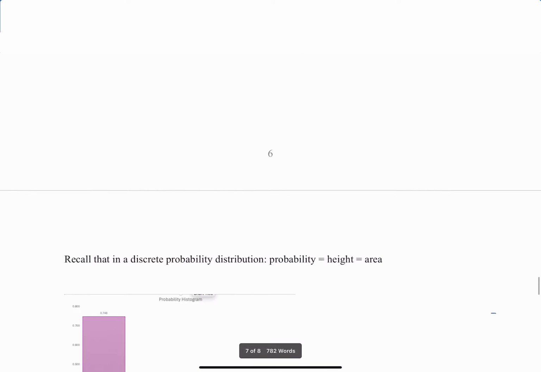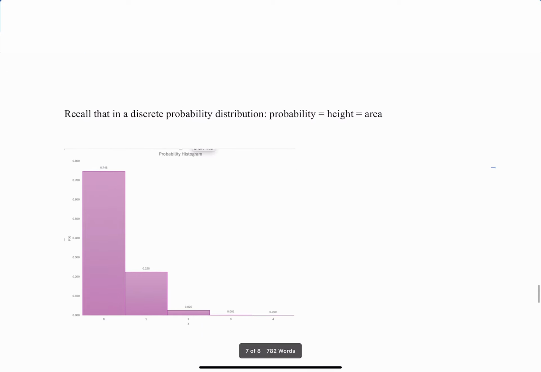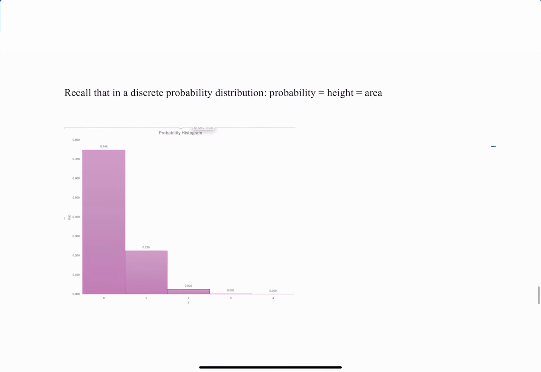Next, let's answer the other questions we were asked in this example. We were asked, what is the probability that at most one person in the sample has blood type O negative? In other words, we're asked, what is the probability that X is at most 1? Now that's the same thing as saying the probability that X is 0 or 1. So at most 1 means you could be anything up to 1, including 1.